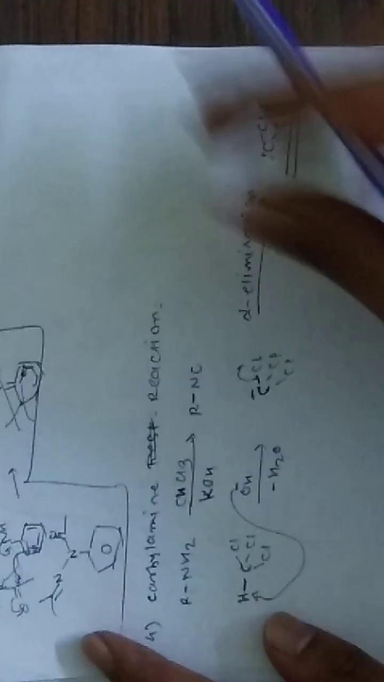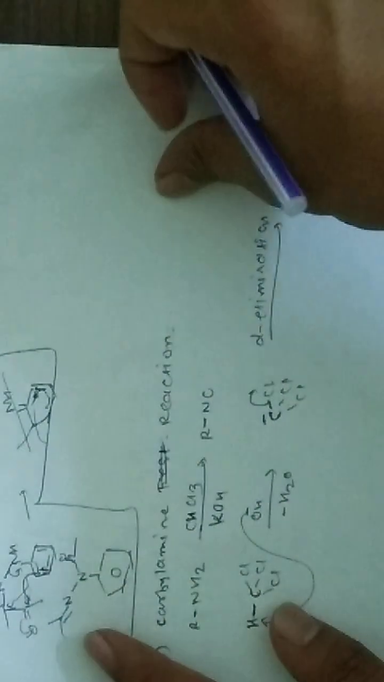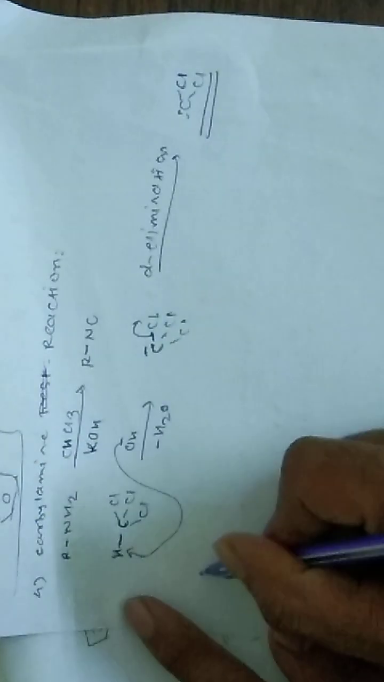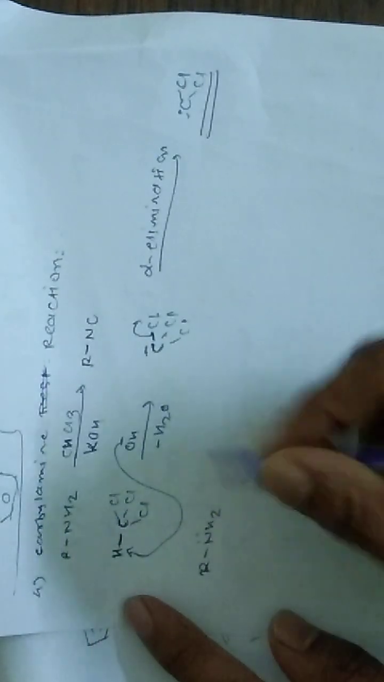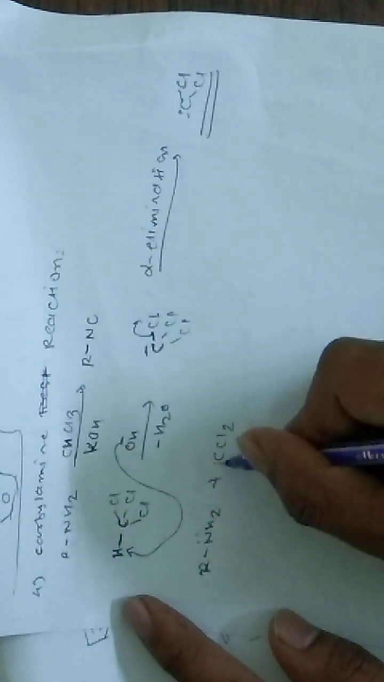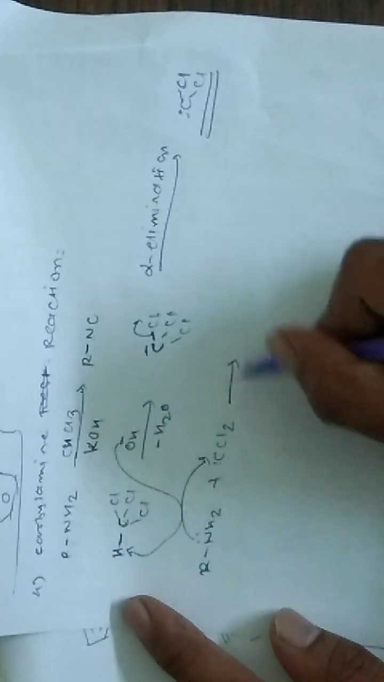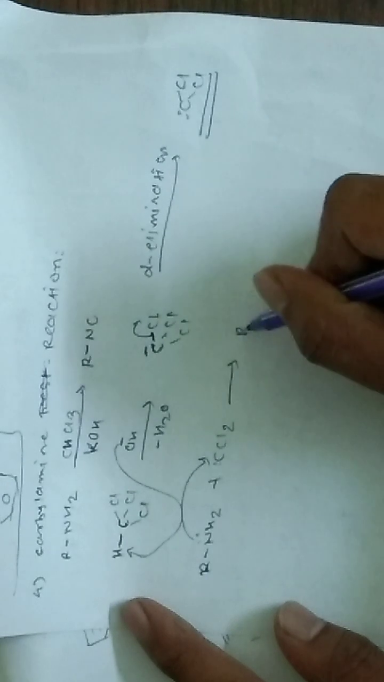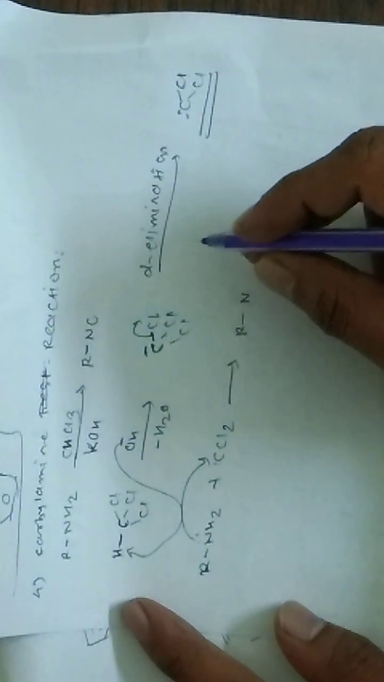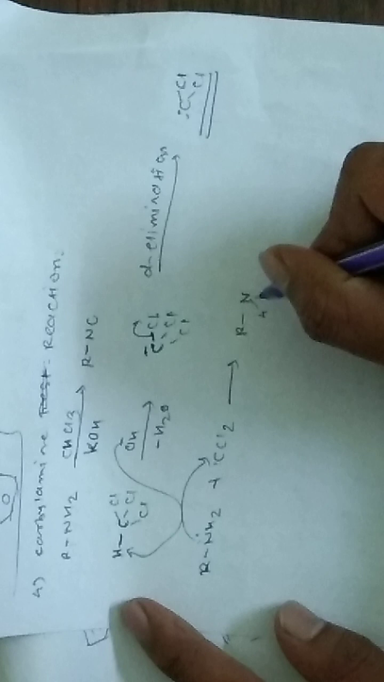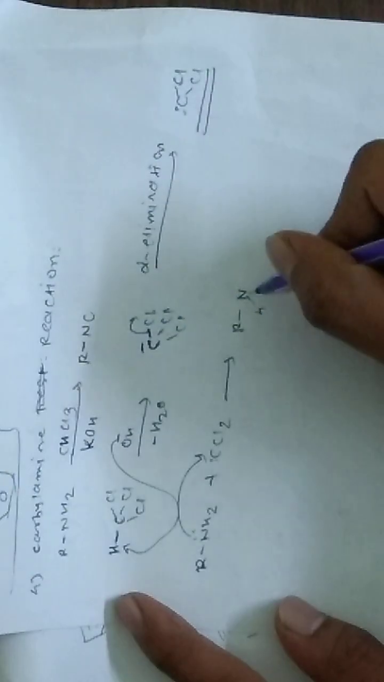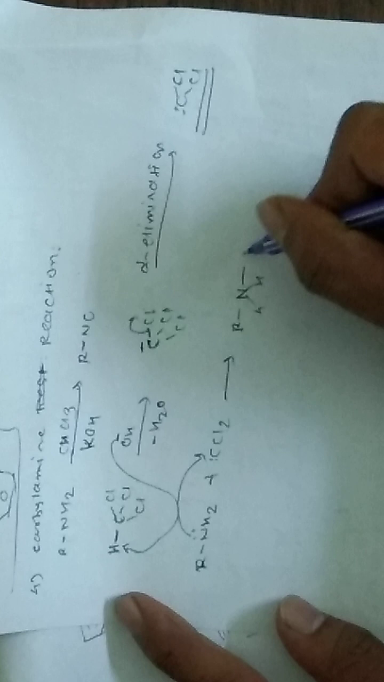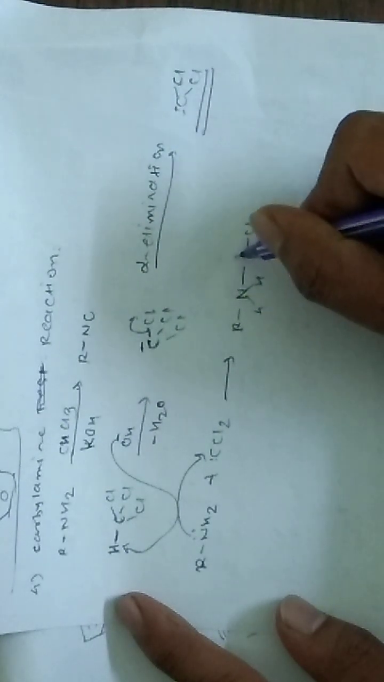So now the next step is here: RNH2, primary amine, is present in the reaction. Nitrogen has a lone pair, and this will attack on carbon. So what will form? RNH, here another H is there, Cl, and the negative charge will come on carbon and positive charge will come on nitrogen.